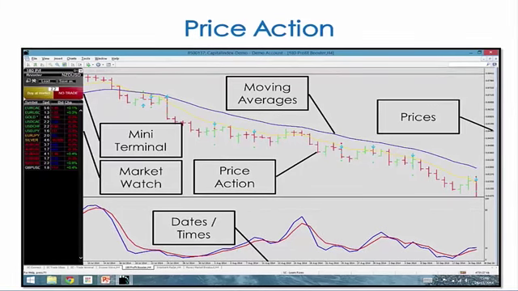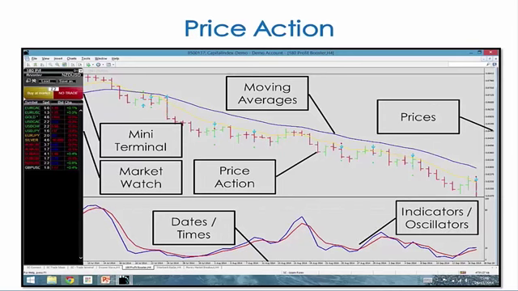We've also then got the wavy lines at the bottom of the screen here, which are where the indicators and the oscillators sit. Now, it might look scary to begin with, but we're going to look at this in more detail when we look at one of the trading systems. But essentially, the indicators and the oscillators tell you whether the market is too strong or too weak at present. And we'll be looking in more detail at that later on.